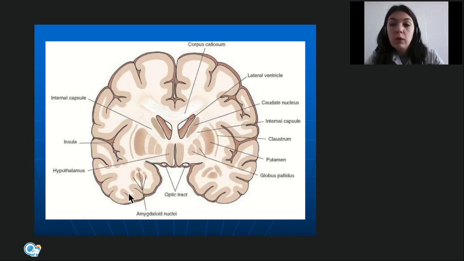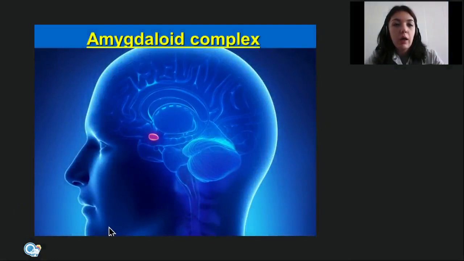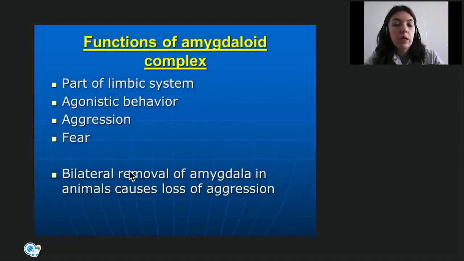Amygdaloid nuclei. Amygdaloid complex consists of numerous amygdaloid nuclei. Here you can see it in the temporal lobe, surrounded by white matter. So amygdaloid complex is a part of limbic system. And it is responsible for agonistic behavior and aggression and fear. Bilateral removal of amygdala in animals causes loss of aggression. So if to remove both amygdala from the brain, then animals will lose aggression, fear.